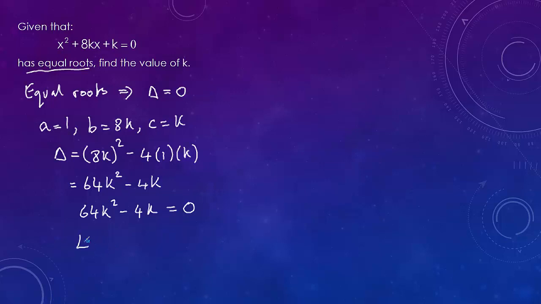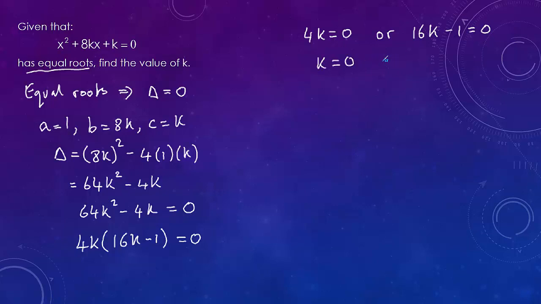We can take out a common 4k here, and we'll be left with 16k take away 1. And we've done a lot of solving quadratics, so that gives us 4k equals 0, or 16k take away 1 is equal to 0. This first one gives me k equals 0, and this one gives me that k is 1/16.